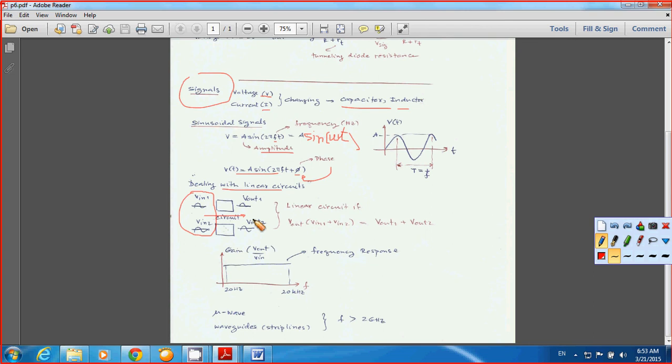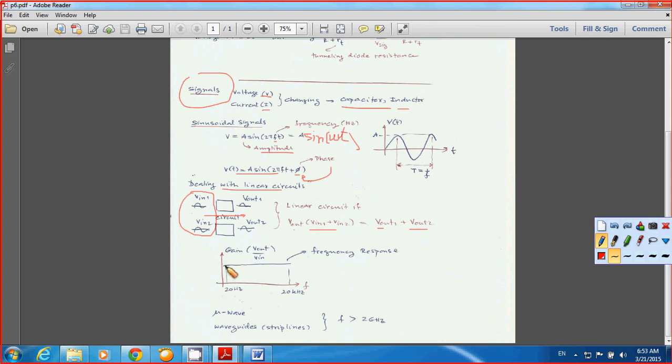And if you pass V in 1 plus V in 2 through one circuit, you have a V out that can be written as V out 1 plus V out 2. You can say that your circuit is linear. Okay, this is just for your information.